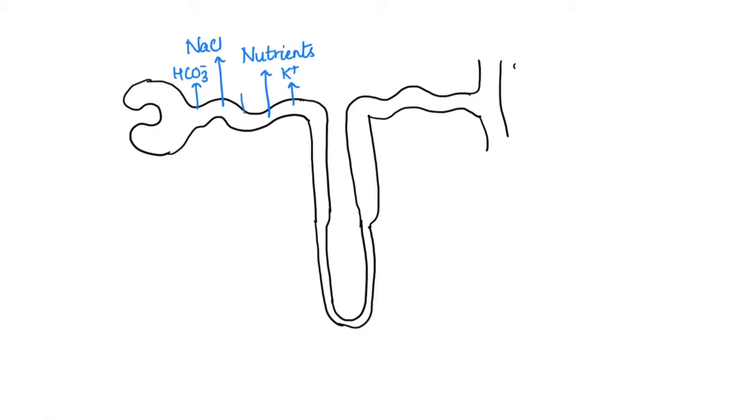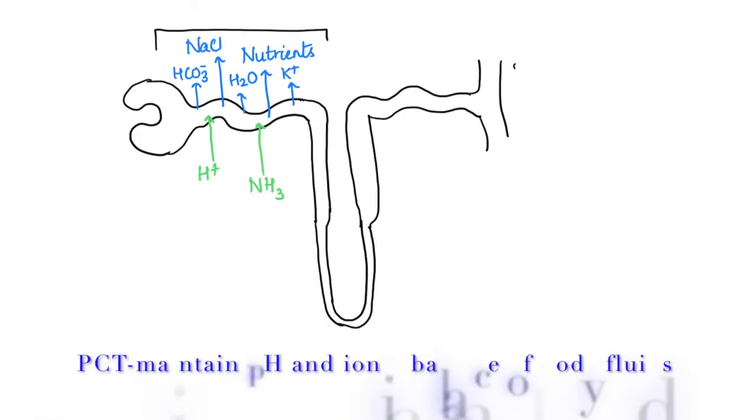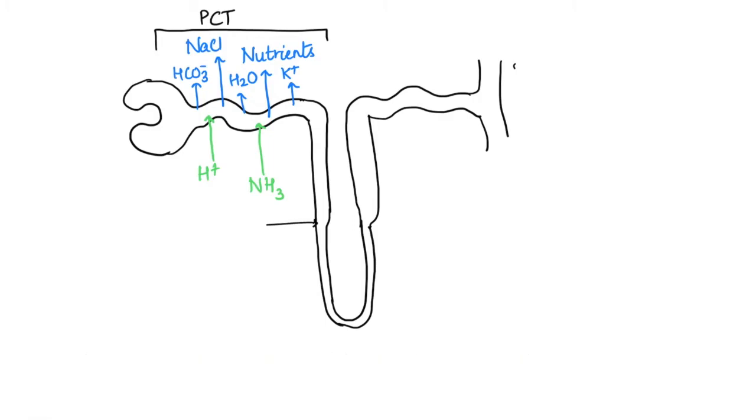Nearly all the nutrients like glucose and amino acids are reabsorbed here, along with 70 to 80% of electrolytes, including sodium chloride, potassium, etc., and water. Other than that, the PCT selectively secretes hydrogen ions and ammonia along with potassium ions into the filtrate and takes up bicarbonate ions to maintain the pH and the ionic balance of the body fluids.